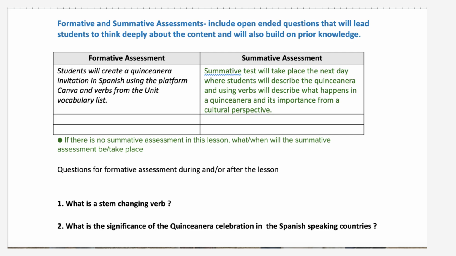We are also going to be having a formative assessment and a summative assessment to be able to analyze what content was learned throughout this lesson. We also want to be able to ask our students what is a stem changing verb, which is going to be part of the lesson, and what is the significance of the quinceañera celebration within the Spanish speaking countries.